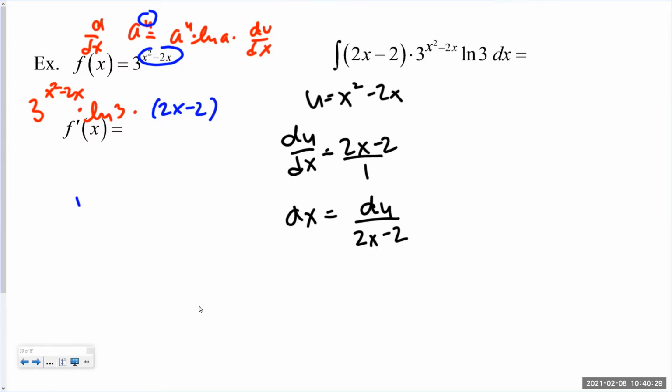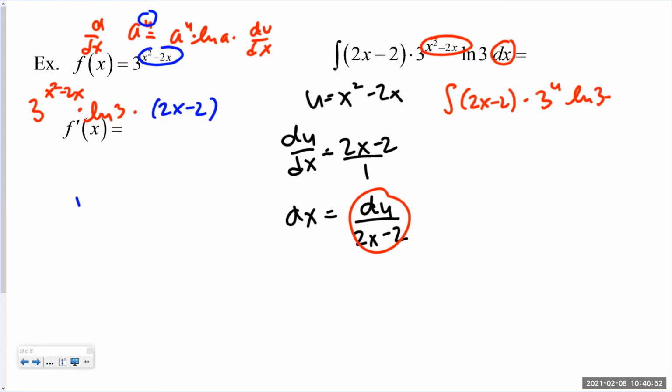I'm going to substitute 2 things, okay? The 2 things I'm going to substitute, I'm going to circle. So the first thing is dx. The second thing is my u. My u is right there. If I didn't circle it, I'm not going to replace it. So what I get is a quantity 2x minus 2 times 3 to the u times ln of 3 times, now this dx is over here, du over 2x minus 2.